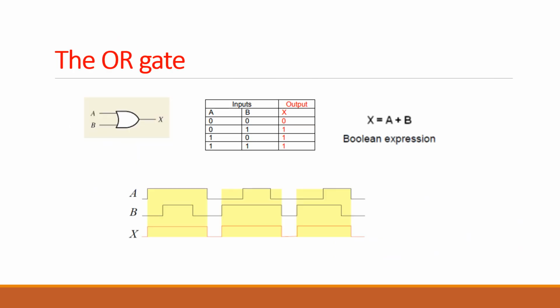Okay, now let's see the OR gate. So the things for the OR gate are like this. So symbol, we have already discussed the symbol. So truth table, if you see the truth table, A, B, if either is 1, then the output is 1. And the Boolean expression, we can write it like this.